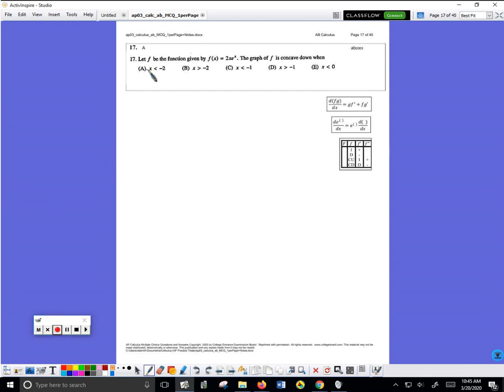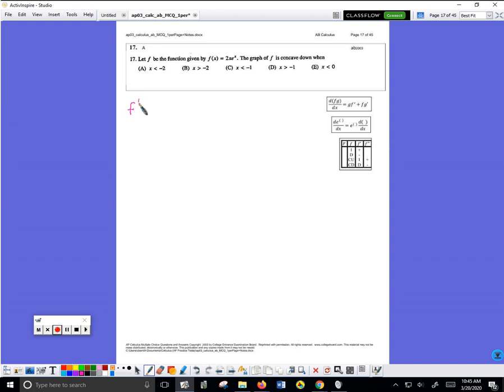But f is given by this formula. f is concave down when? Danica's chart. f is concave down when f prime is decreasing or f double prime is negative. But I don't have any graph, so I'm going to have to do a sign chart. So I need f double prime.